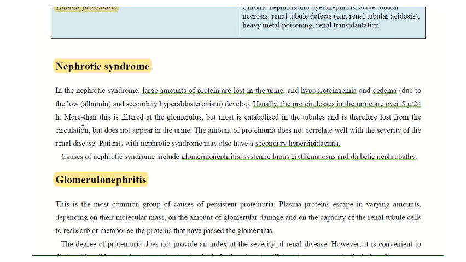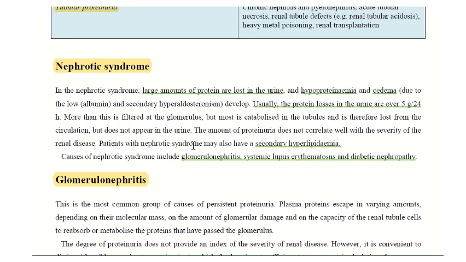إذن اللي دا يتفلتر بالجلاميرولس هو البروتين، يعني اللي دا يتفلتر بالجلاميرولس هو أكثر more than this، أكثر من هذا ال 5 grams per 24 hour. ولكن most is catabolized in the tubules، ولهذا فإنه هو راح ينفقد من السيركوليشن but ما يظهر بالurine. The amount of proteinuria does not correlate well with the severity of renal disease. إذن كمية البروتينوريا does not correlate well with the شدة renal disease.